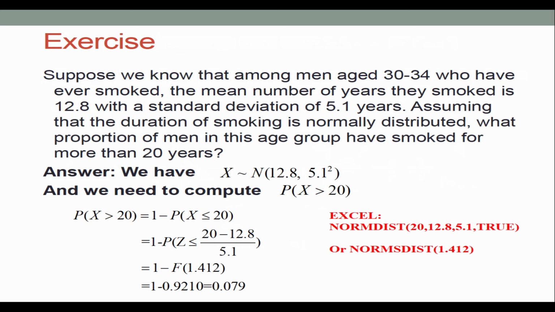I think this is pretty much it for today's lecture. If you have any questions, you can ask. We talked about two probability distributions. One is the binomial distribution, which is for a discrete random variable. The other is the normal distribution, which is for a continuous random variable.